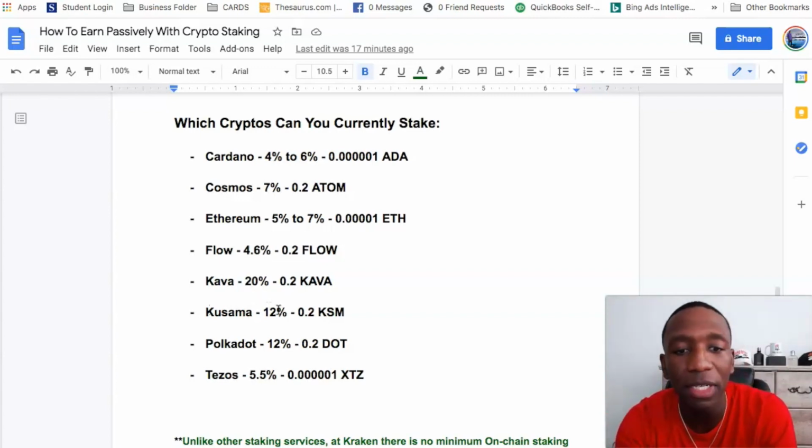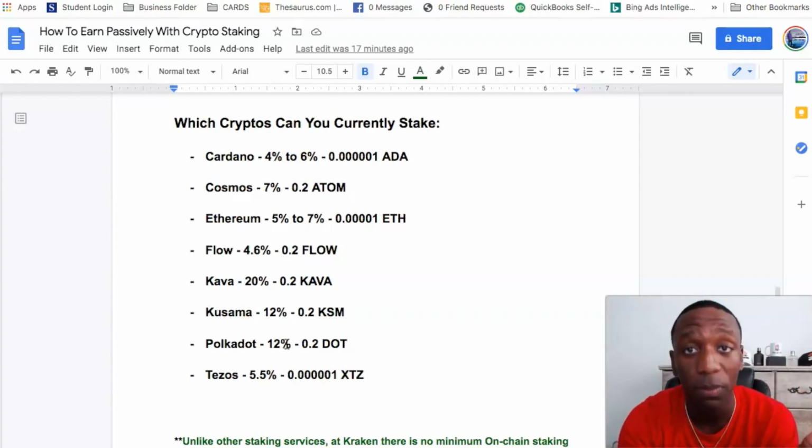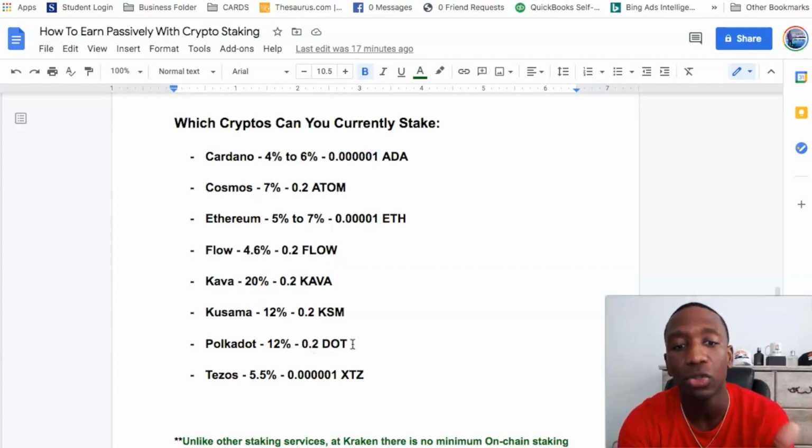All right, so Kusama will give you 12% annually, and then Polkadot also 12% annually. And you need 0.2 DOT to be able to stake that minimum. All right, and then Tezos is 5.5%.